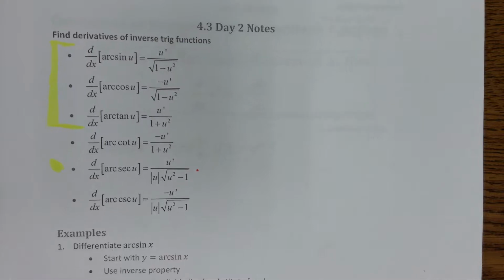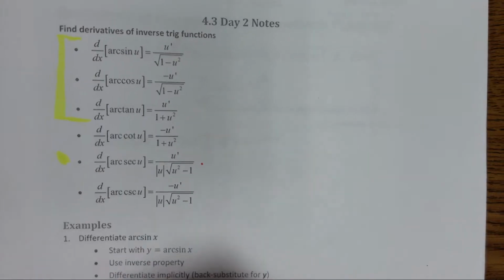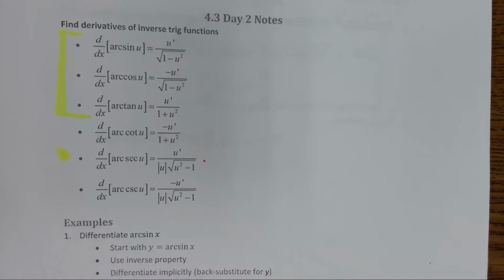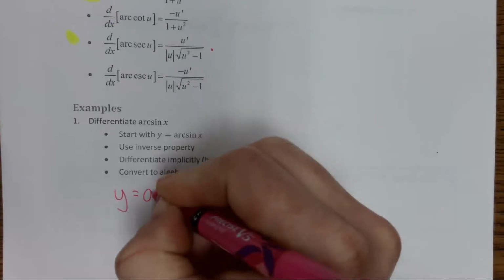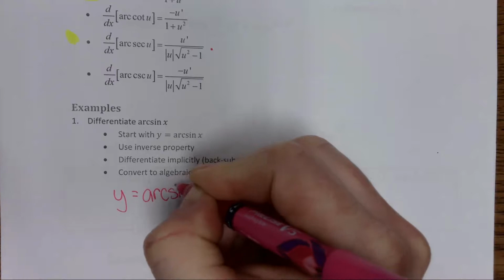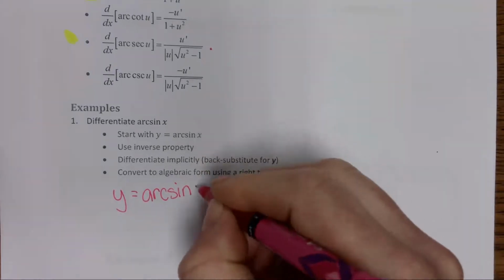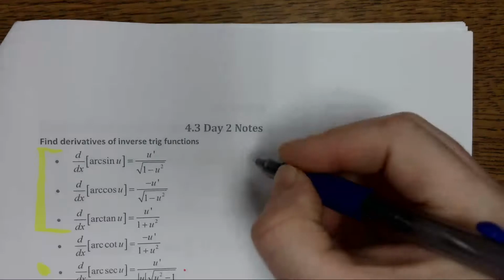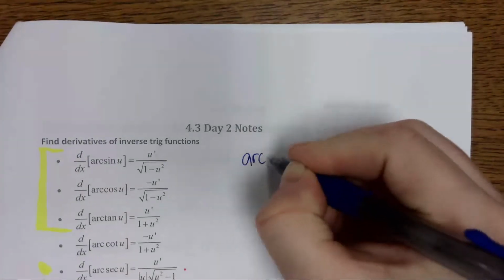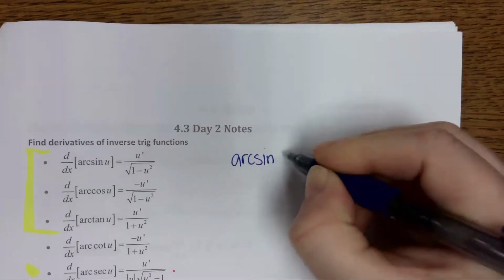So I am going to start with one of my trig functions. I'll do arcsine. Would you guys write down for me y equals arcsine, and we'll just do of x. Okay, one note today is, let's go back up at the top. What's another way of writing arcsine of x? Or arcsine of u?